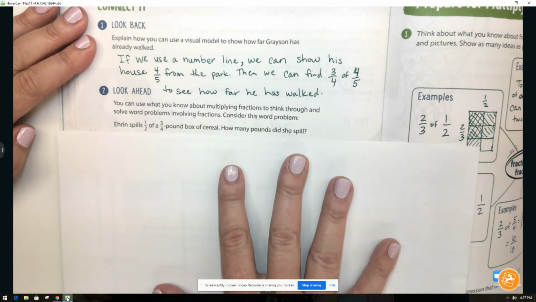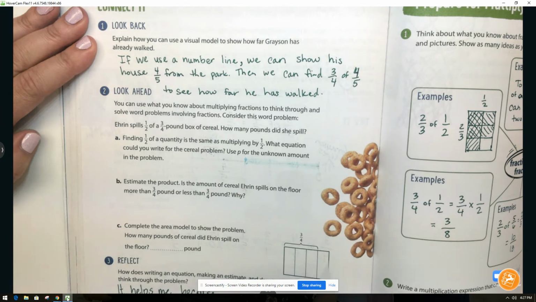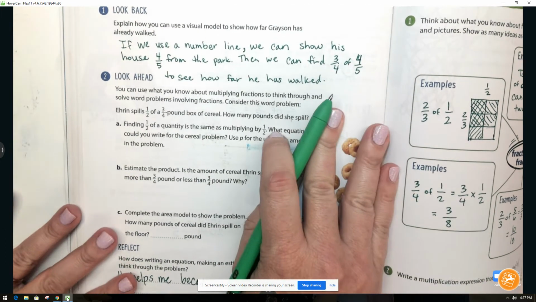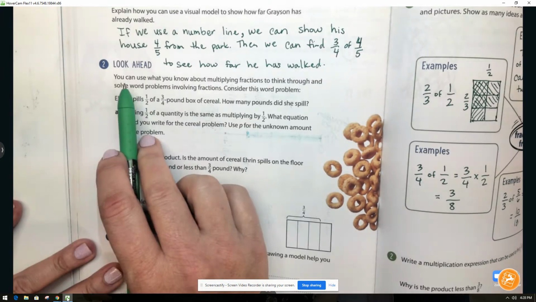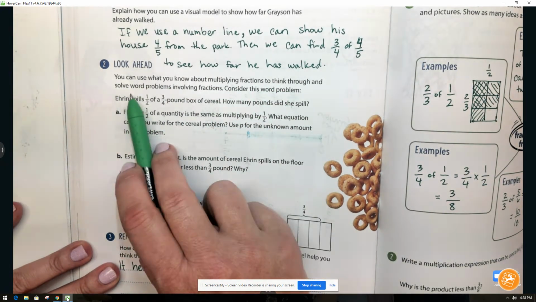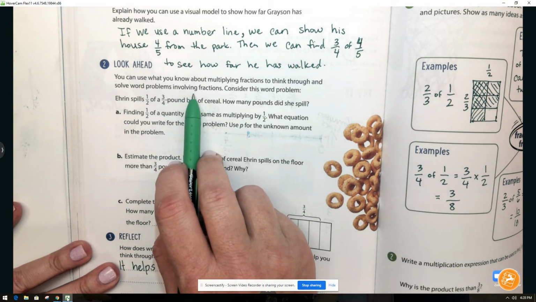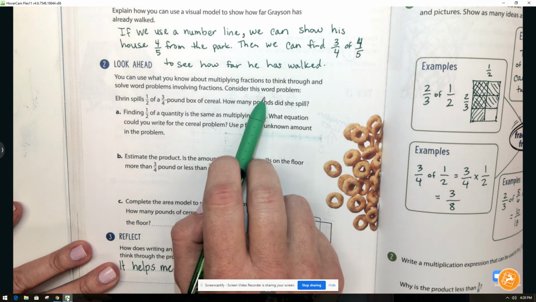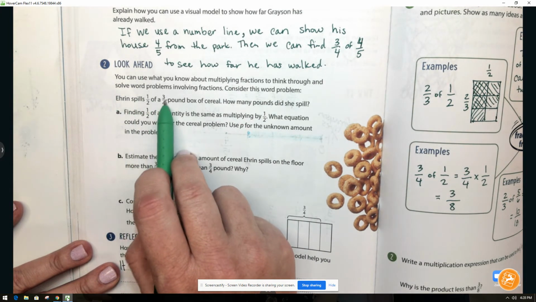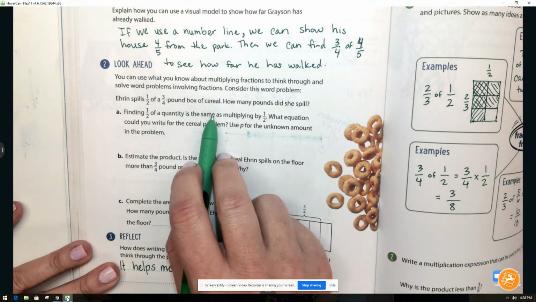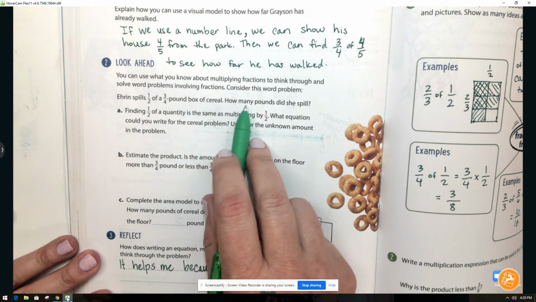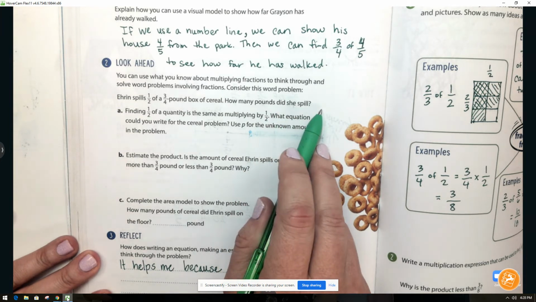Now, looking ahead, we're going to see what we've got going on here. So it says this. You can use what you know about multiplying fractions to think through and solve word problems involving fractions. Consider this word problem. Aaron spills 1/2 of a 3/4 pound box of cereal. Yikes. I don't think Aaron's mom would be very happy. How many pounds did she spill?